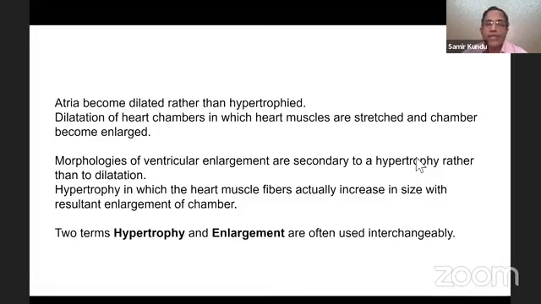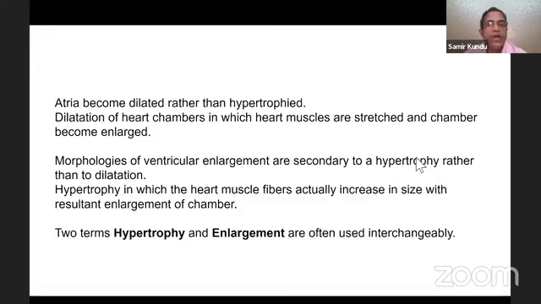Atria become dilated rather than hypertrophied. Dilatation of heart chambers is where heart muscles are stressed and the chamber becomes enlarged. Morphologies of ventricular enlargement are secondary to hypertrophy rather than to dilatation. Hypertrophy is where the heart muscle fibers actually increase in size, with resultant enlargement of the chamber.